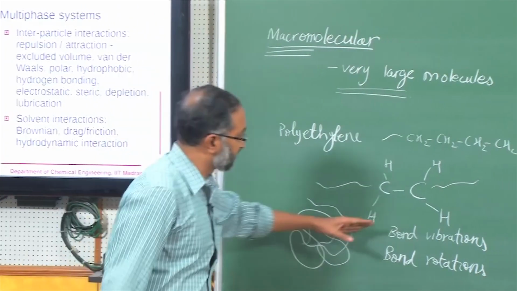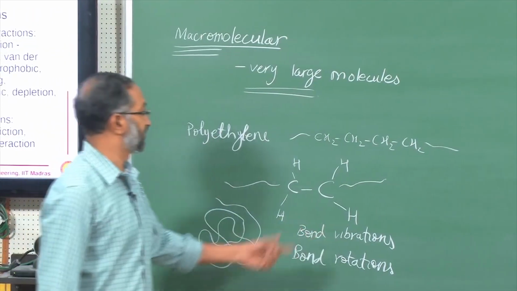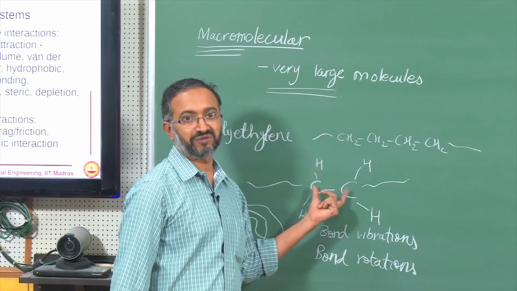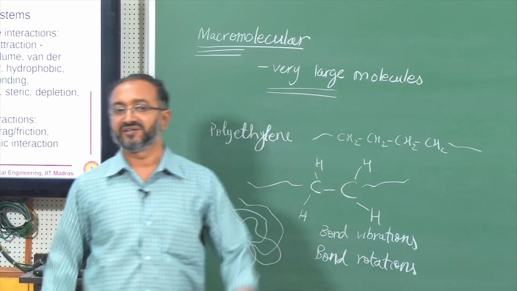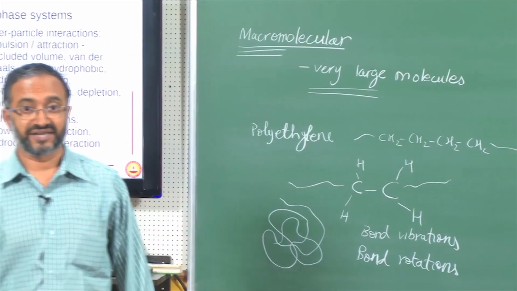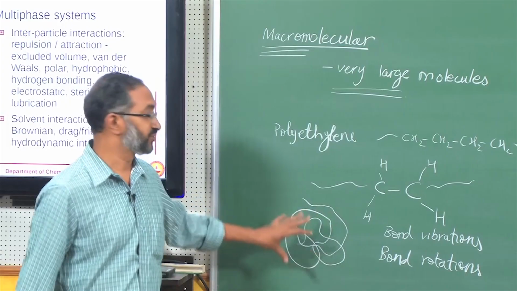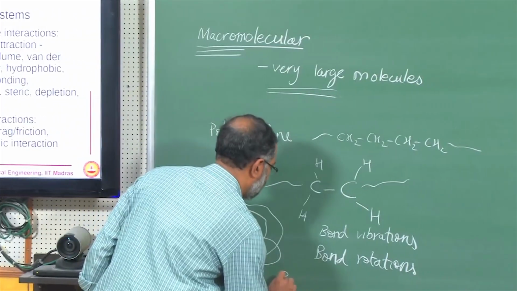So, therefore, at the bond level we have this information available: the fact that the CC bond itself will have vibration, and the fact that there is rotation, twisting and so on. So, this is at the molecular scale, because of which this molecule usually adopts what is called a random coil structure.